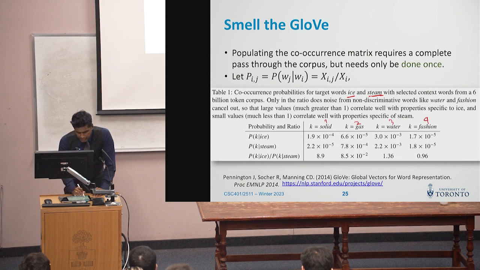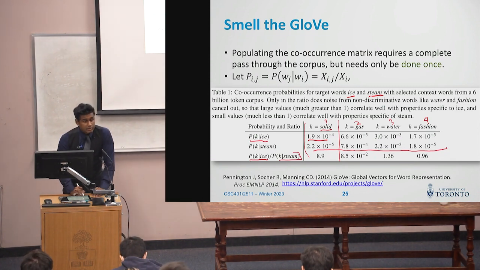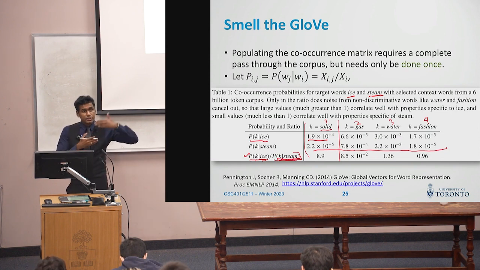So first we calculate, let's say our k is solid in this column. We get the probability of k given ice, which is just a number, and k given steam. Then we calculate the ratio of these two probabilities in the bottommost row, k given ice over k given steam. So if k equals solid, solid given ice should have a higher probability than, let's say, solid given steam. Do we agree? Because ice is solid, yeah. So if we do the ratio, we expect this ratio to be high.